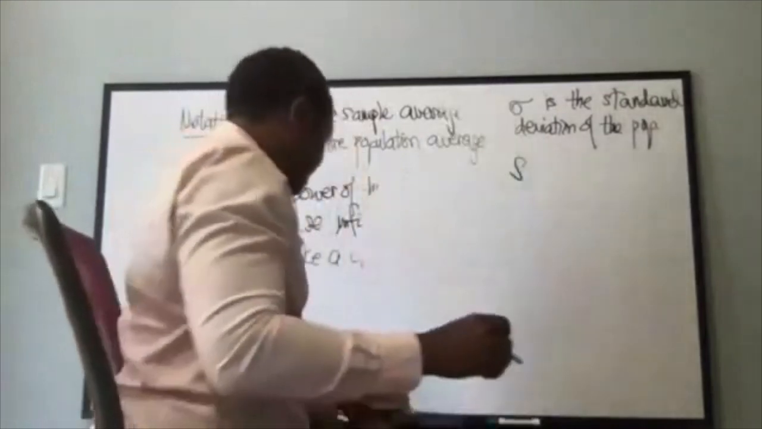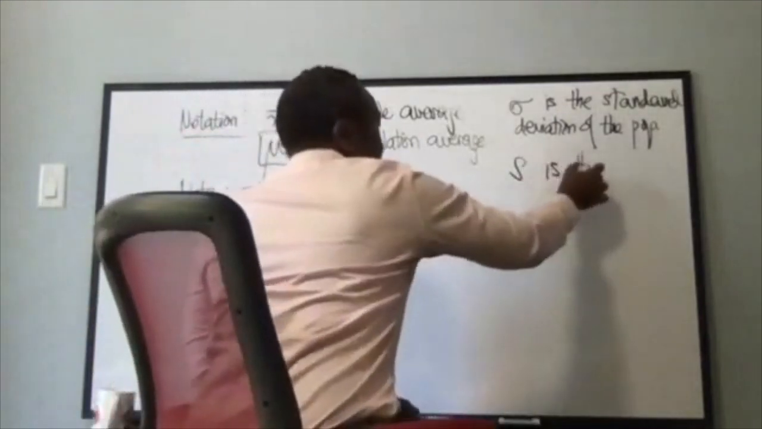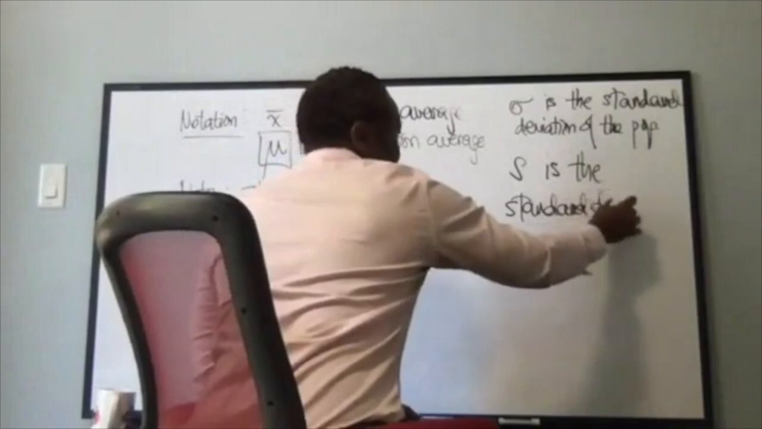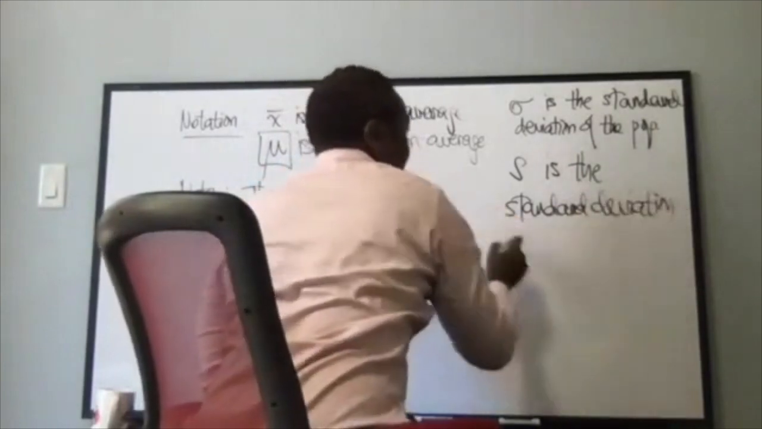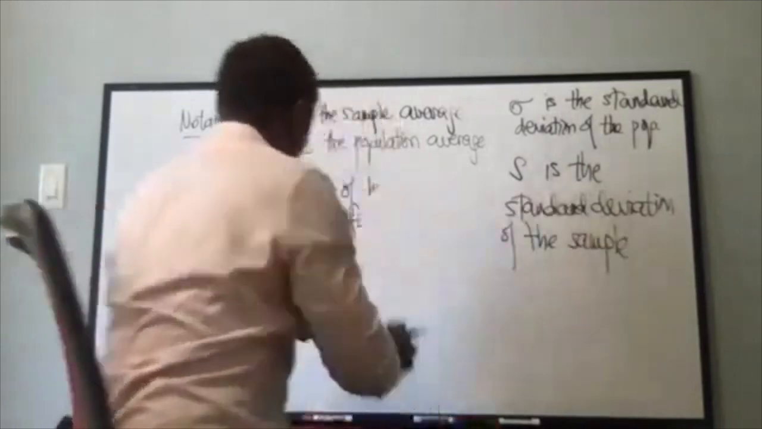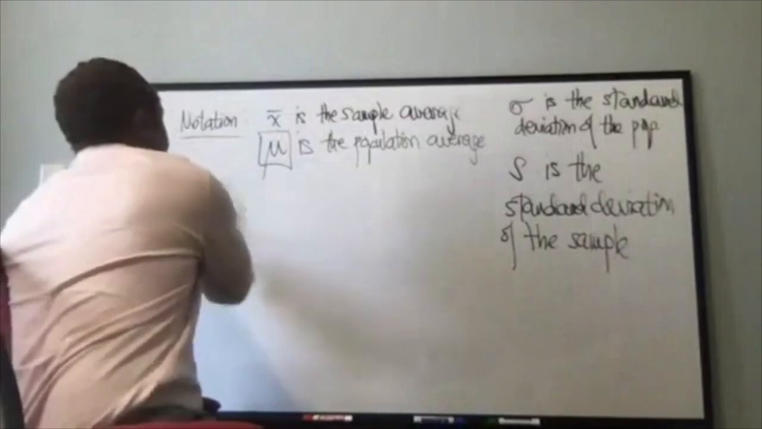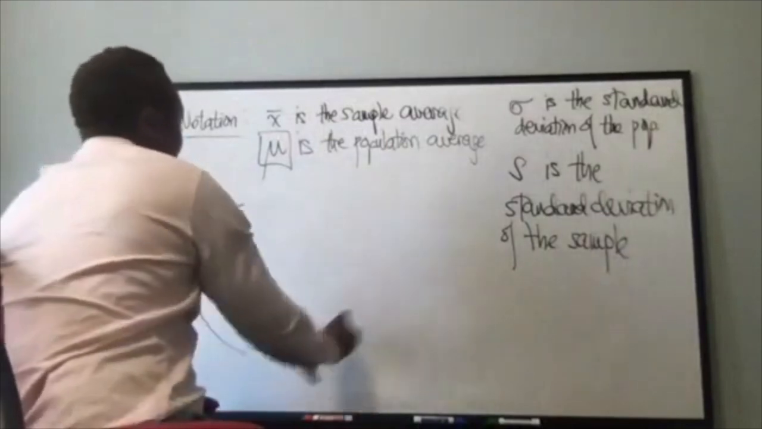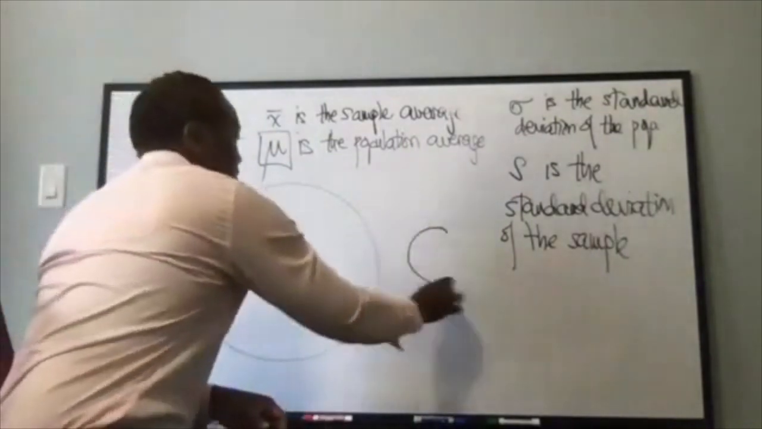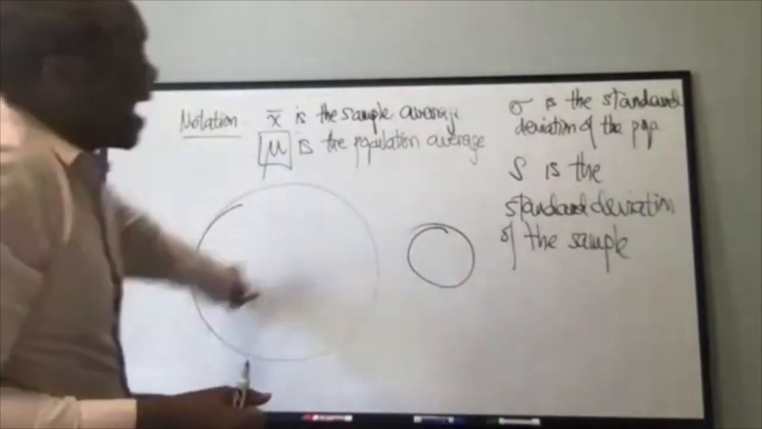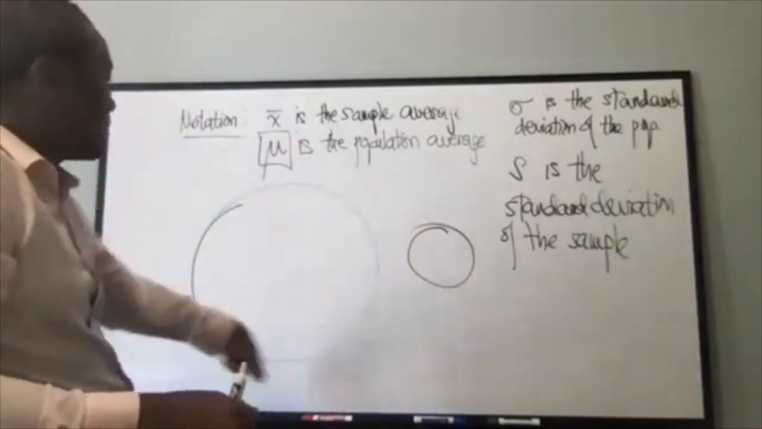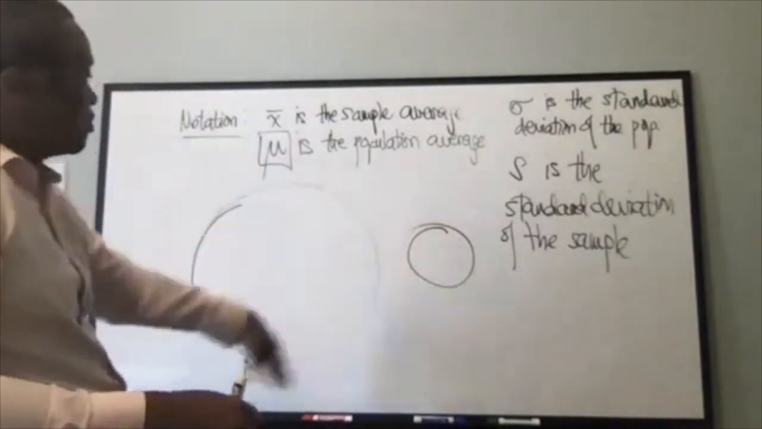S is the standard deviation of the sample. Okay, so we got two things going on here. We have this large circle, which is the population. Then we have the smaller circle, which is a sample out of that population. Yes? And so when you're looking at the entire population, like all 200 homes, right?